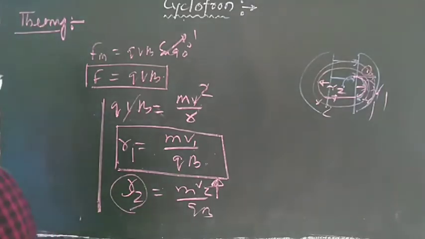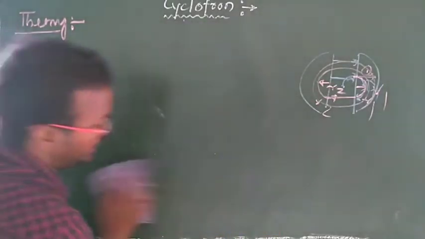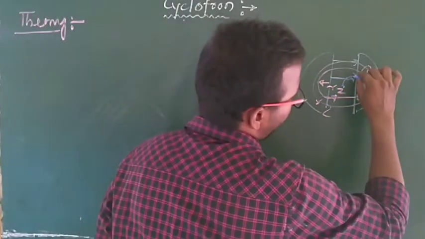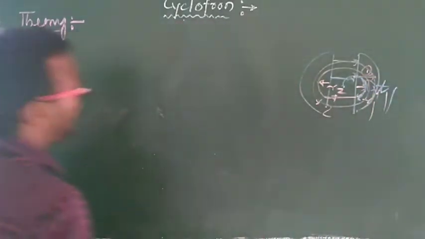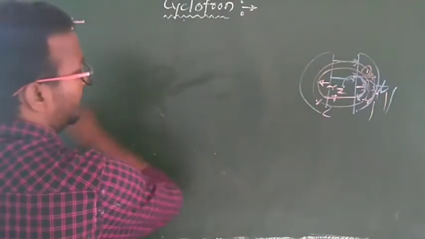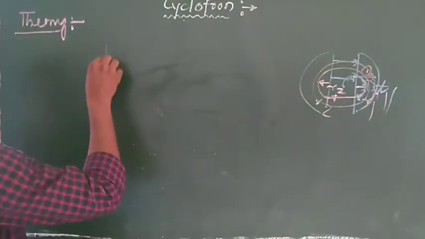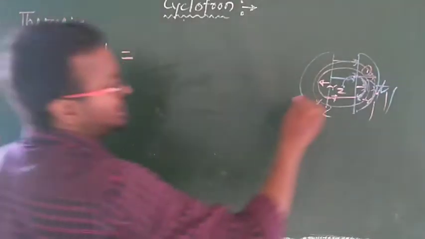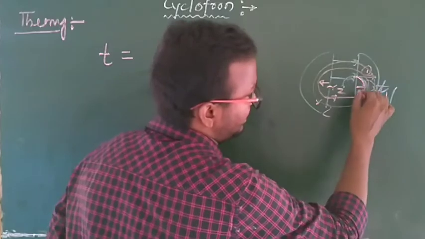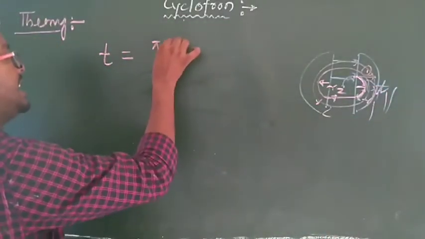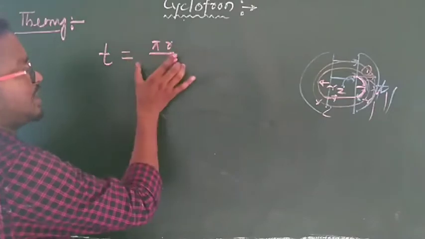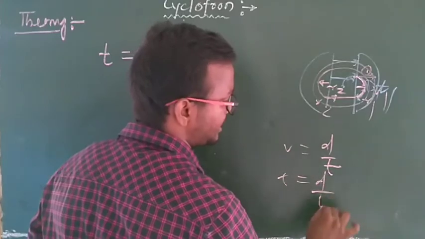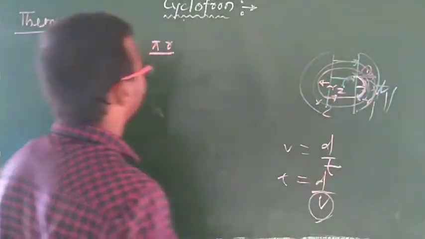Next, what is the time period? What is the time taken by the particle to complete a semicircle? Suppose this is a semicircle and the time is t1. How can we find t1? The distance for one semicircle is pi r, where r is the radius. Since velocity equals distance by time, time equals distance by velocity, so t1 equals pi r divided by v.